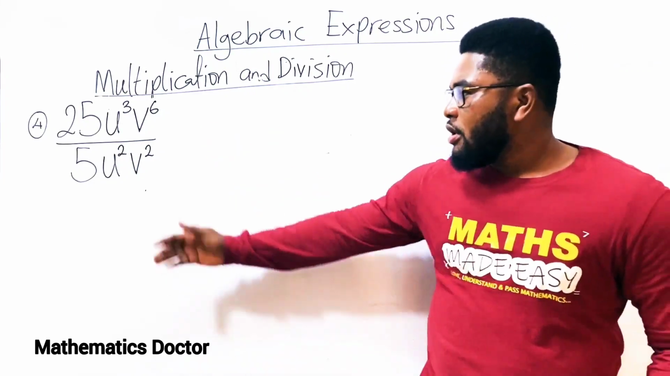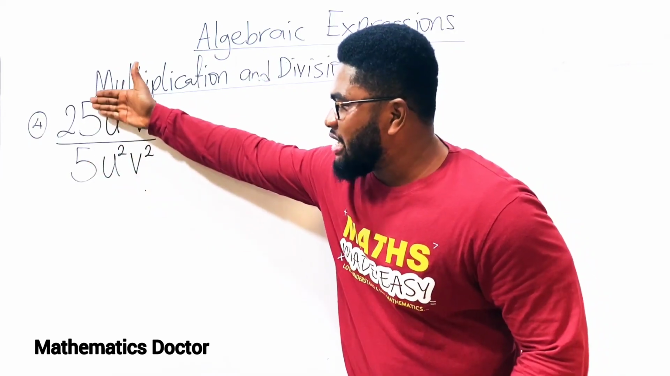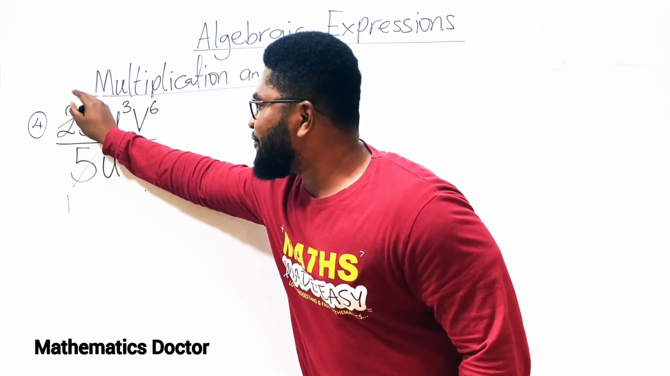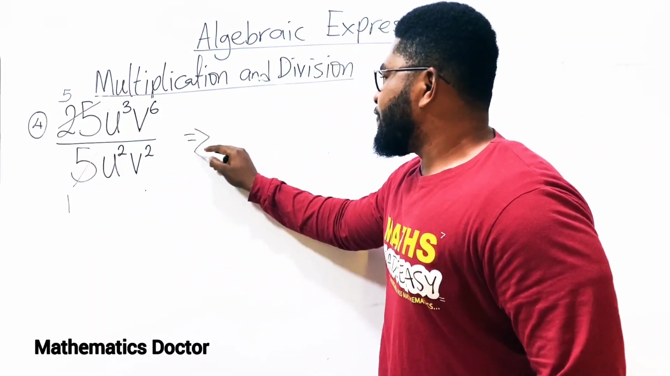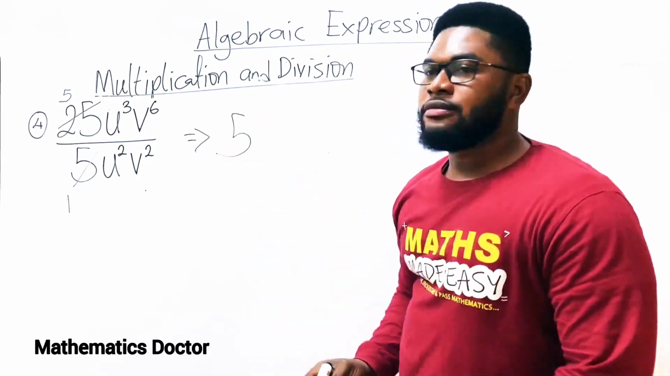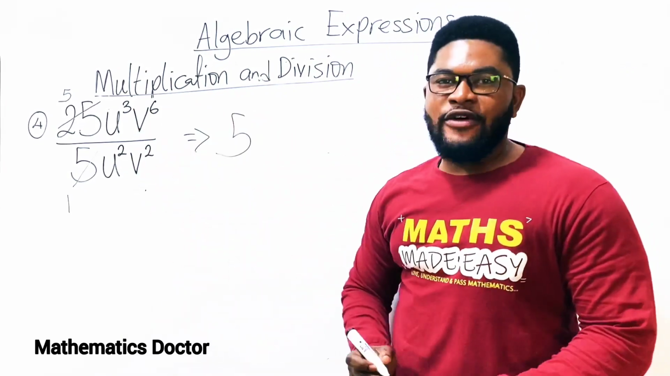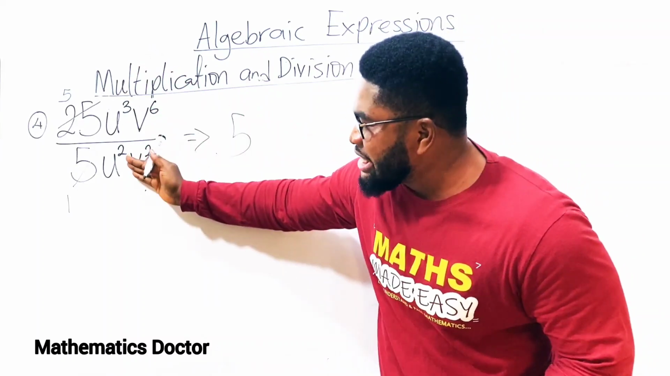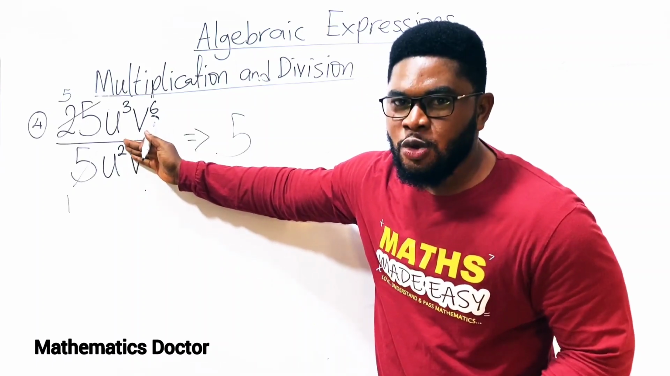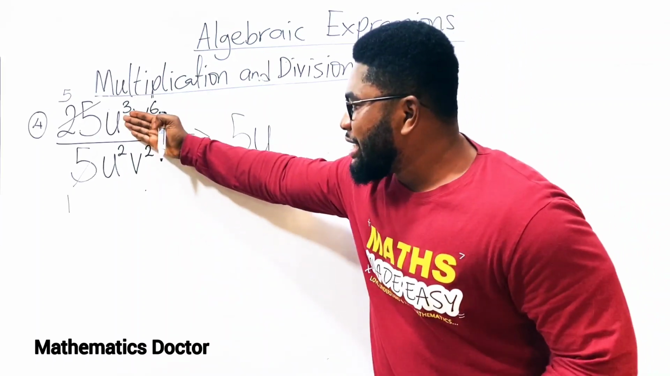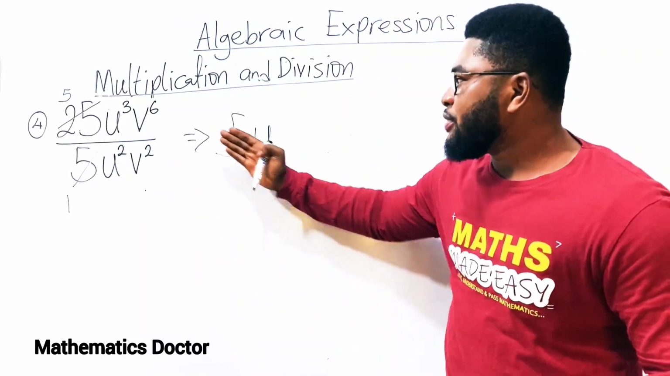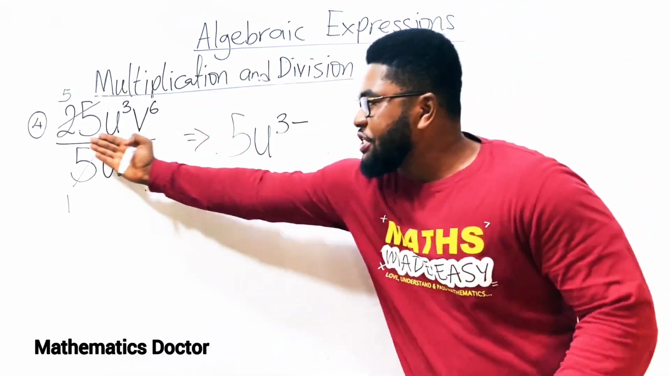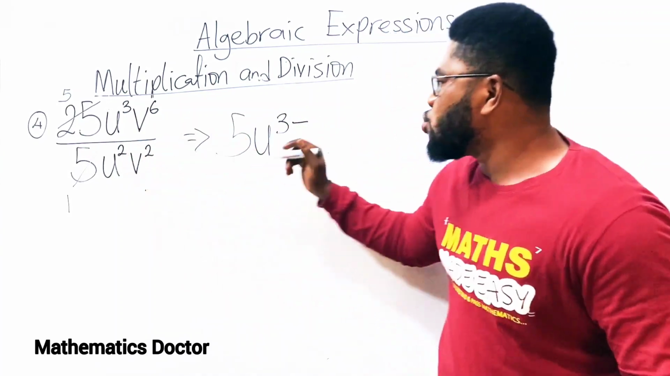Now let's use an alternative method to still solve question number 4. Now checking here, you realize that 5 can divide 25. So 5 goes into itself 1, goes into 25 5. So for the coefficients, we have 5. Then looking at the variable u, the numerator's variable u is having the power of 3. The denominator's variable u is having the power of 2. Since their variables are the same, we maintain the u, but we subtract the powers. Numerator power 3 minus, because of the division sign, we subtract the power 2.